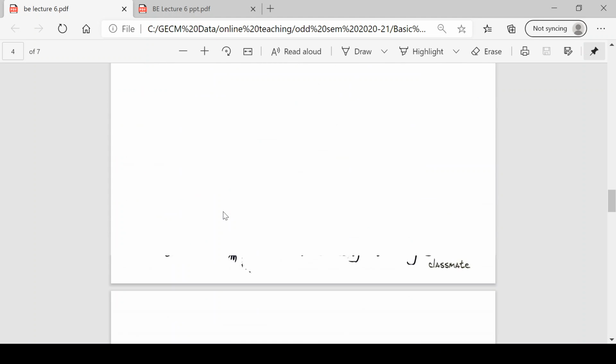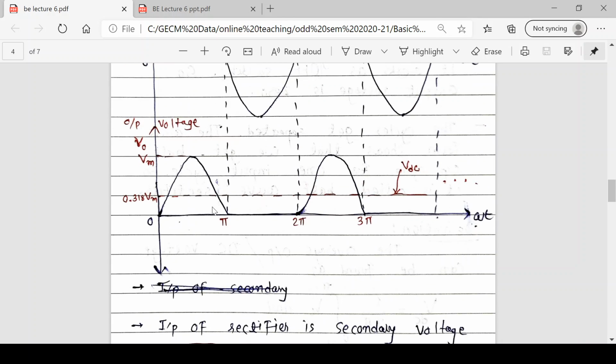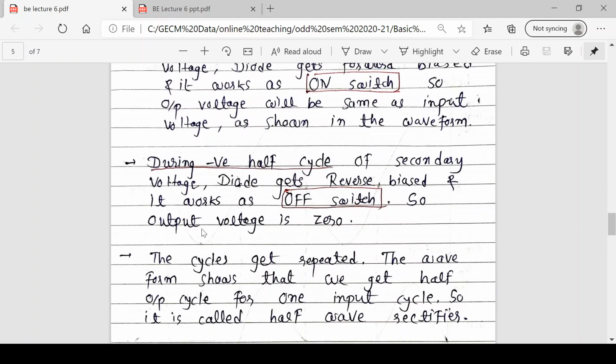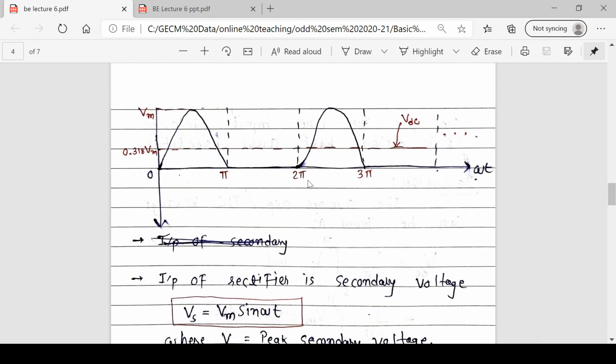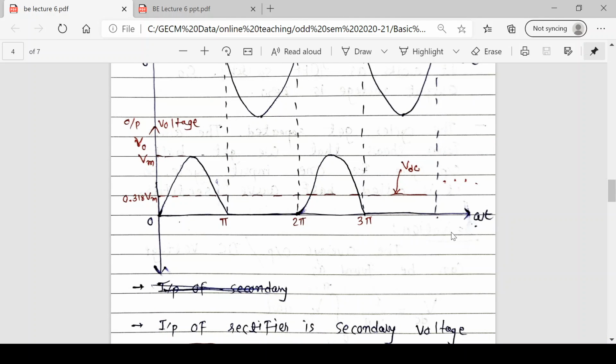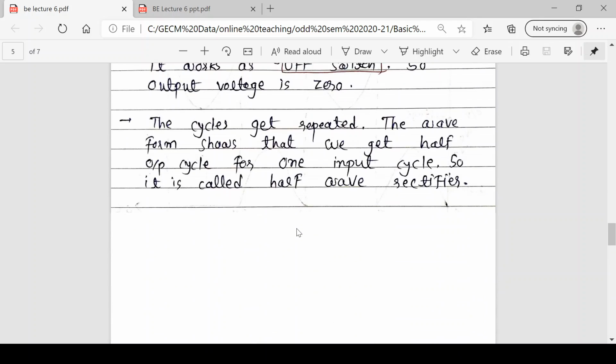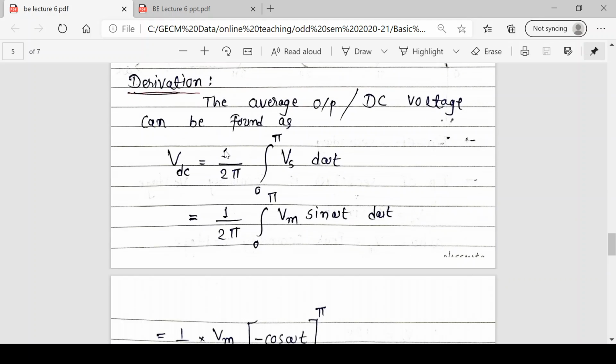Okay. For one entire input cycle, what is my output cycle available? It is only available between 0 to pi. There is nothing between pi to 2 pi. So output will be available between 0 to pi only. So we have to add all the outputs between 0 to pi. That's why it is integration 0 to pi Vs d omega t. That means your input voltage d omega t. Mind well, we have written d omega t, not dt, because our time axis is omega t. If it would be t, we would have written dt. Okay. So that means DC voltage is 1 upon 2 pi, 0 to pi, Vs d omega t.